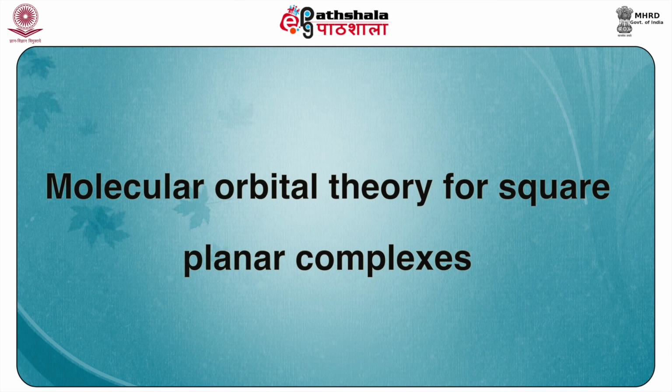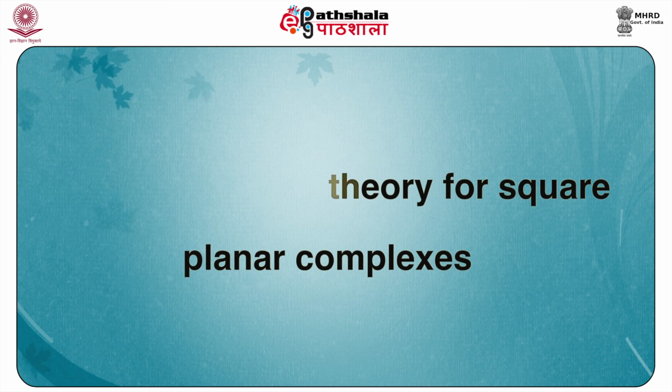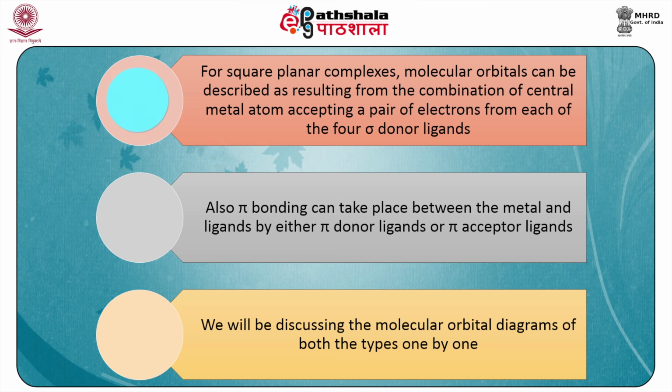Now we will discuss molecular orbital theory for the square planar complexes. For square planar complexes, molecular orbitals can be described as resulting from the combination of central metal atom accepting a pair of electrons from each of the four sigma donor ligands. Also, pi bonding can take place between the metal and the ligands by either pi donor ligands or pi acceptor ligands. We will be discussing the molecular orbital diagrams of both the types one by one.